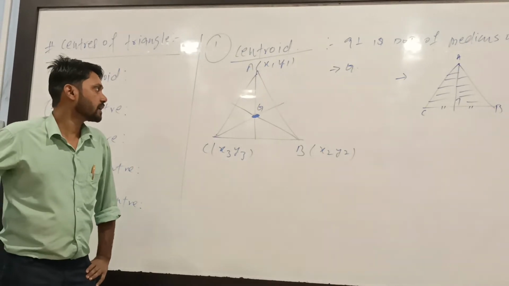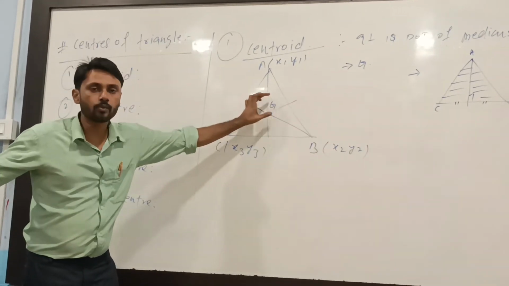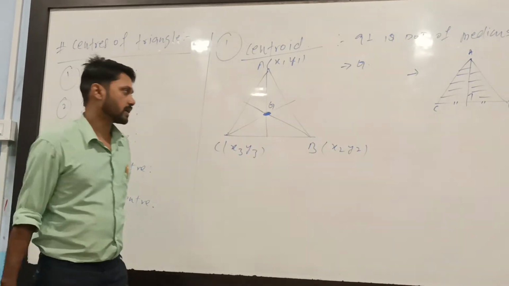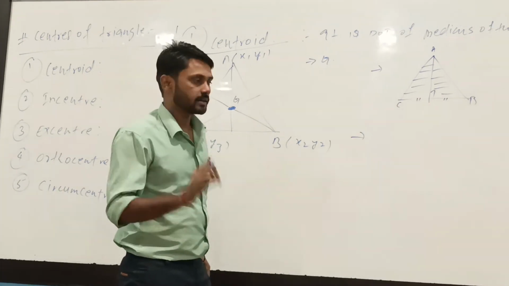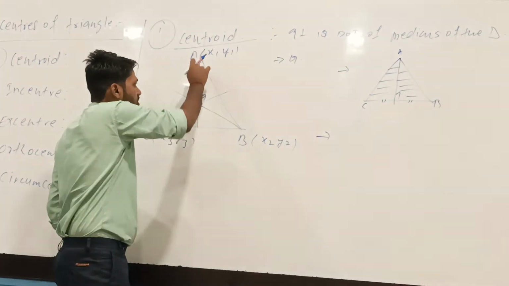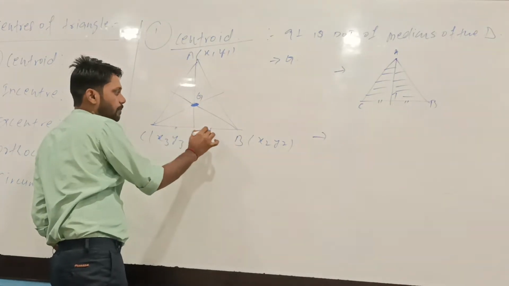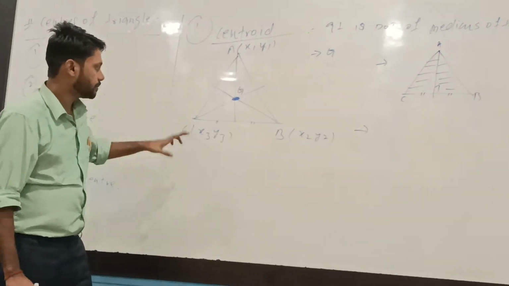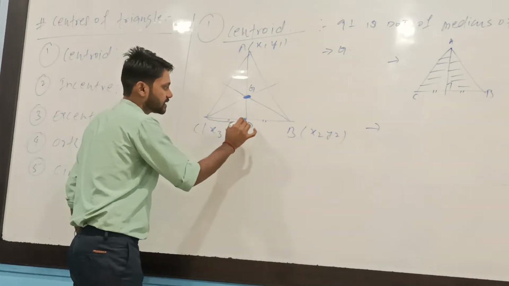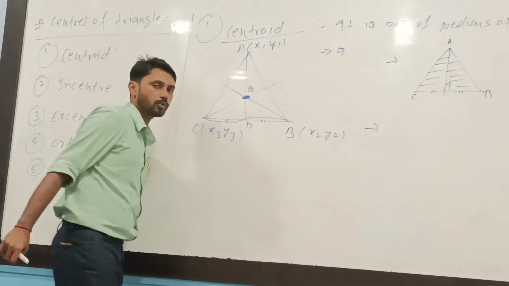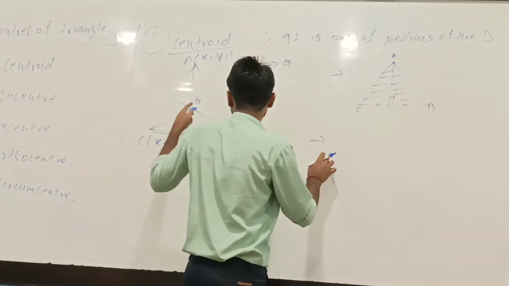Now how can we calculate the coordinates of centroid? Remember, there are some basic properties about the centroid. First of all, the median divides this side into two equal parts. Yes or no? Simply means if this is point D, this length and this length will be equal.